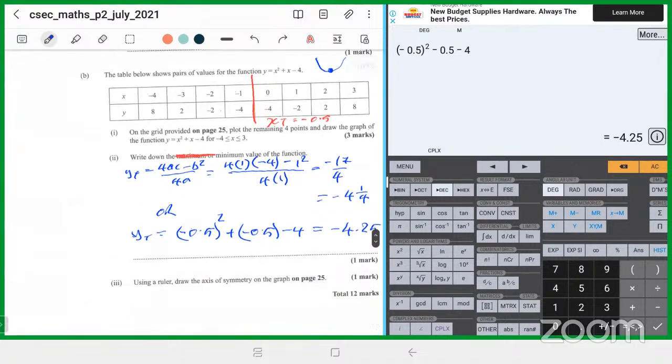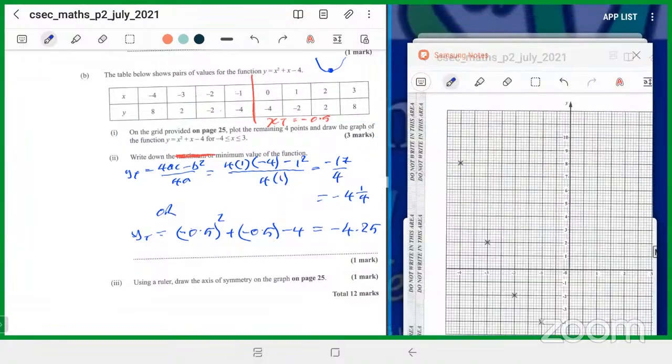All right. It says using a ruler, draw the axis of symmetry. So I want us to draw the axis of symmetry. We didn't plot these points yet for part 1, you know. We need to plot the points of part 1. We'll go back to the graph and plot the points of part 1 and put in the axis of symmetry.